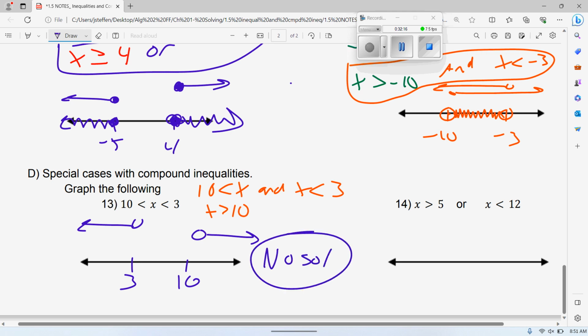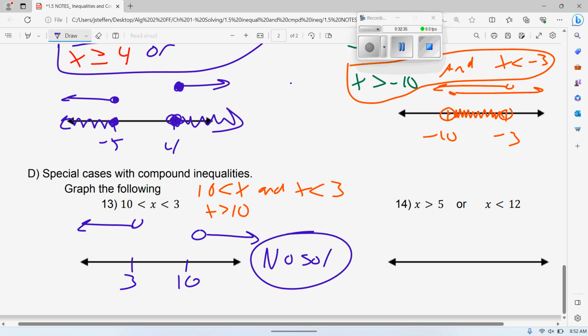That'd be like if I said, I will give you an A+ in this class if you can list me a number that is bigger than 10, and it also has to be, not only is it bigger than 10, but it also has to be smaller than 3. That doesn't make sense. There's no numbers that are both.